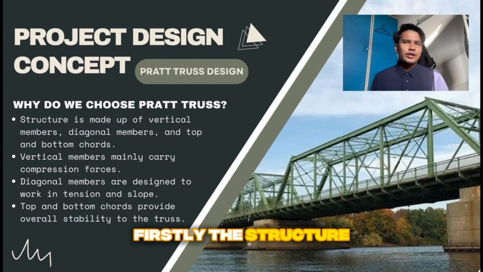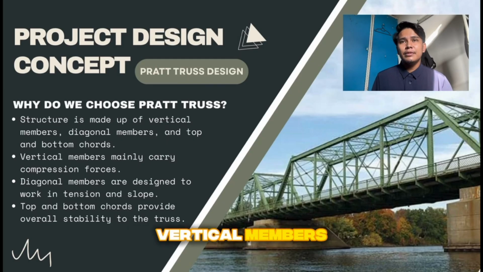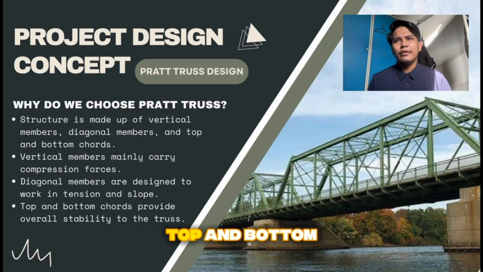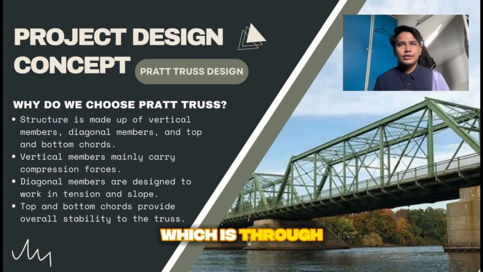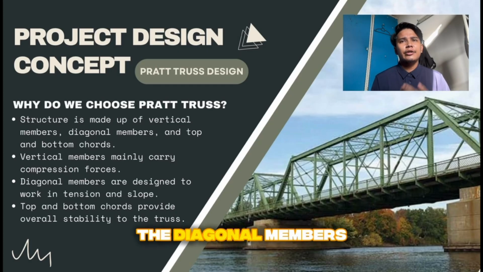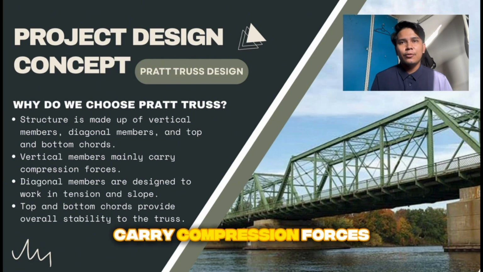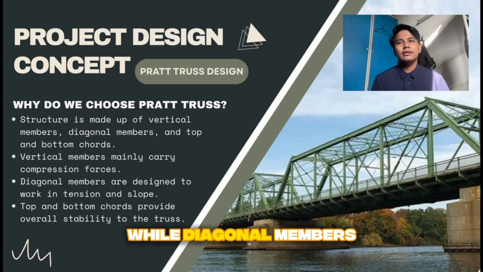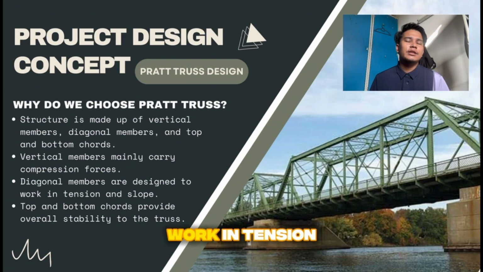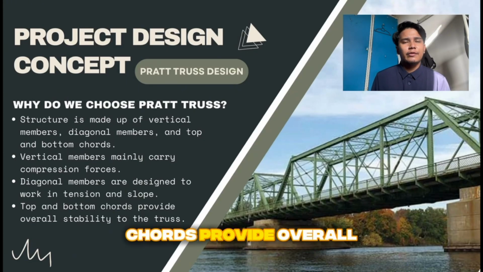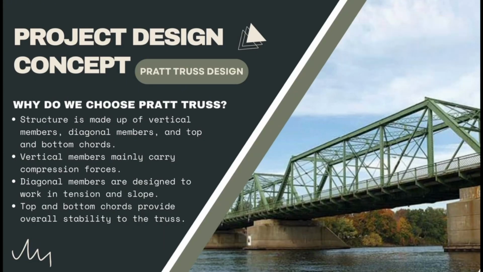Firstly, the structure is made up of vertical members, diagonal members and top and bottom chords, where there are 3 ways for the trusses to spread the load, which is through the vertical members themselves, the diagonal members and also the top and bottom chords. Moving on, vertical members mainly carry compression forces, while diagonal members are designed to work in tension or slope. Lastly, top and bottom chords provide overall stability to the trusses.